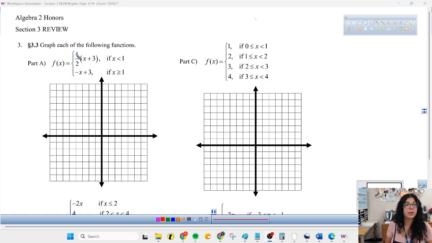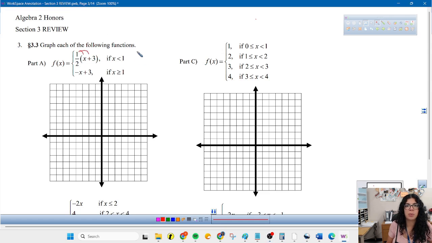All right, next is number 3, where we're graphing the function. So on part A, I need to graph each of these lines separately given the restricted domain. But notice that this first one is not simplified, so I need to simplify it first. So this would be 1/2 x plus 3 over 2. So the y-intercept is actually at 3.5.